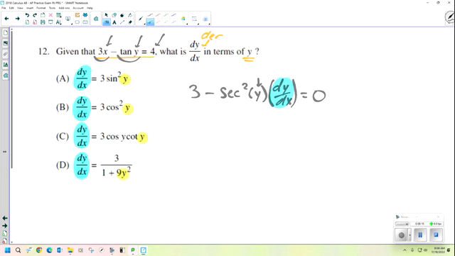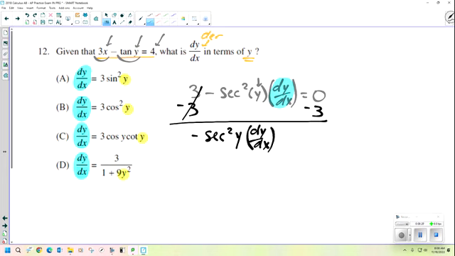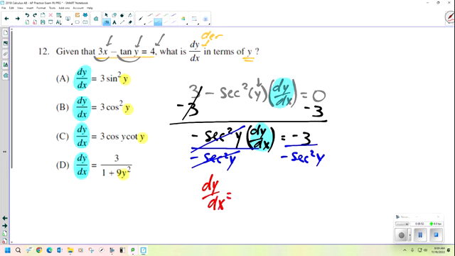So let's go. First, we're going to subtract 3 from both sides. Negative secant squared of y dy dx. Let's remember, we still want to get this alone. And that equals -3. So I'm going to divide both sides at this point by negative secant squared of y. Bye-bye. I now have dy dx equals. A negative divided by a negative turns out to be positive. And I've got 3 over secant squared of y.